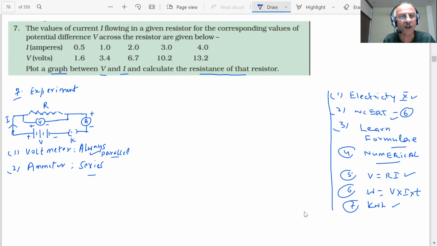How do you find the value of resistance? This is also an activity which is done in order to prove a law. Which law is proved by this experiment? Ohm's law.